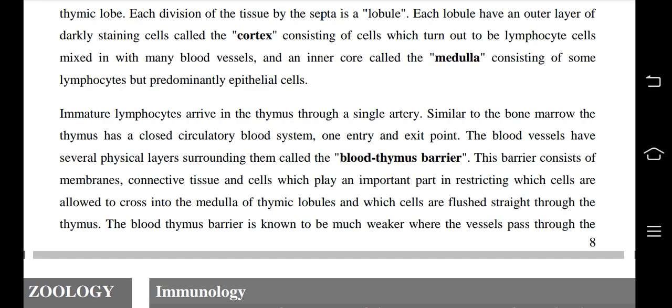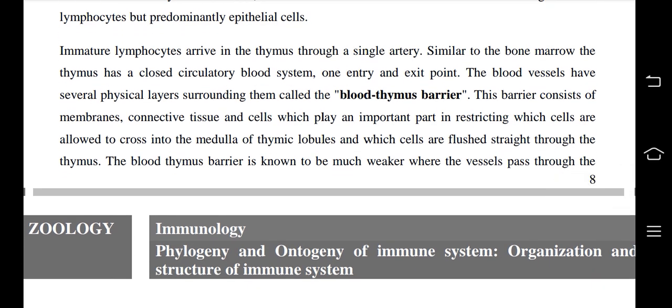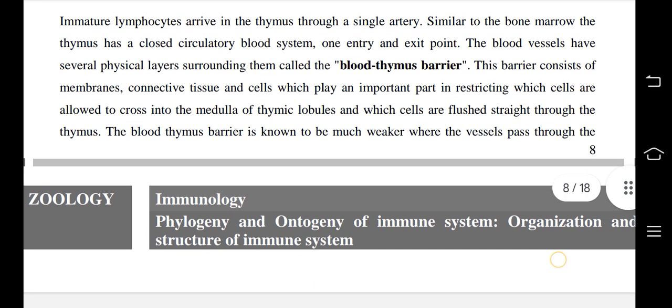Similar to the bone marrow, the thymus has a closed circulatory blood system, with one entry and exit point. The blood vessels have several physical layers surrounding them called the blood-thymus barrier. This barrier consists of membranes, connective tissue and cells which play an important part in restricting which cells are allowed to cross into the medulla of thymic lobules and which cells are flushed straight through the thymus.